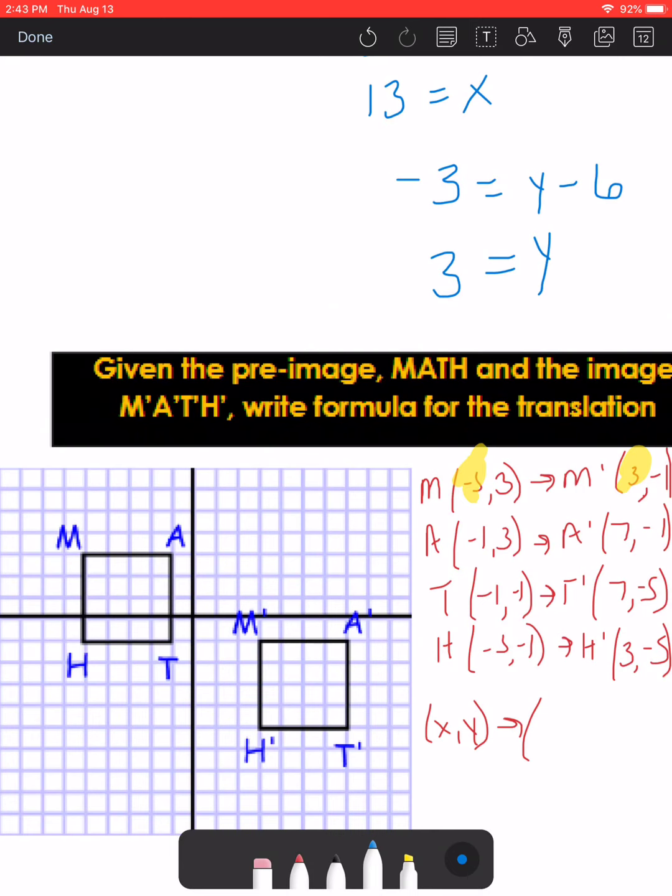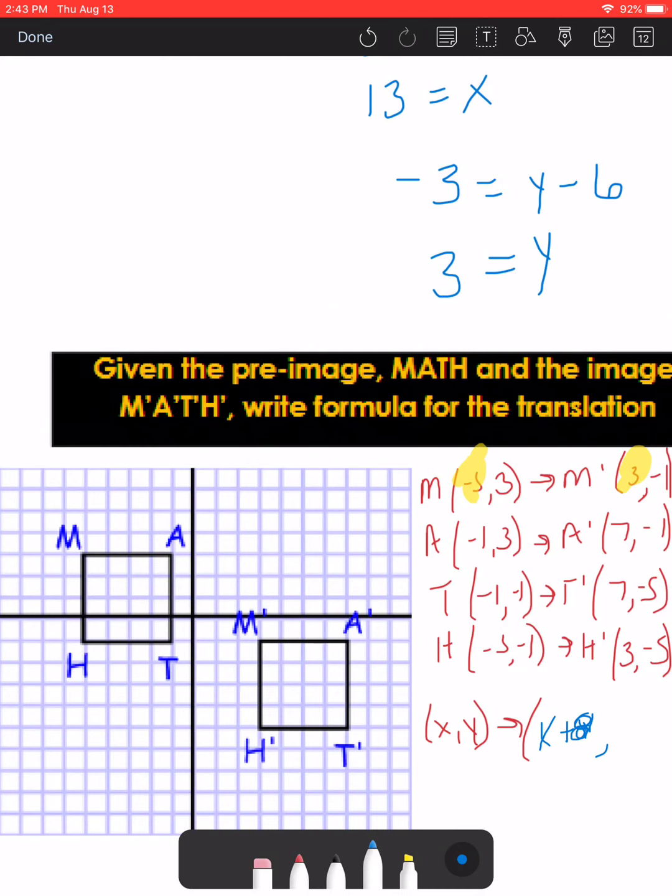If I added 8 to -1, would I get +7? The answer is yes. If I added 8 to -1 for the T point, would I get +7? The answer is yes. And the same thing happens with H. So that rule holds. So x plus 8 is that portion of my rule.